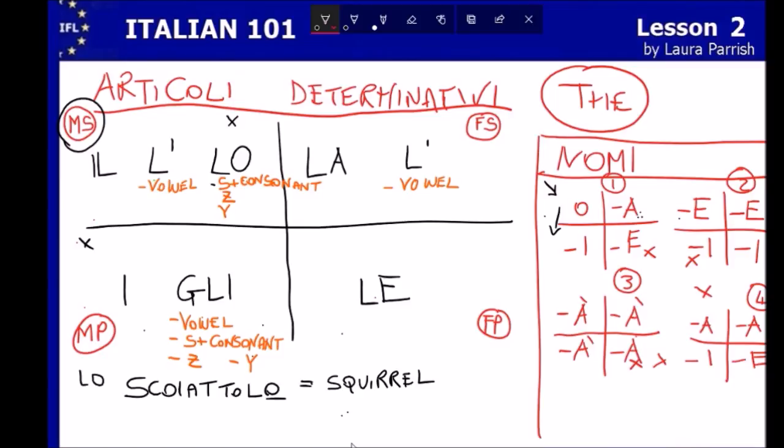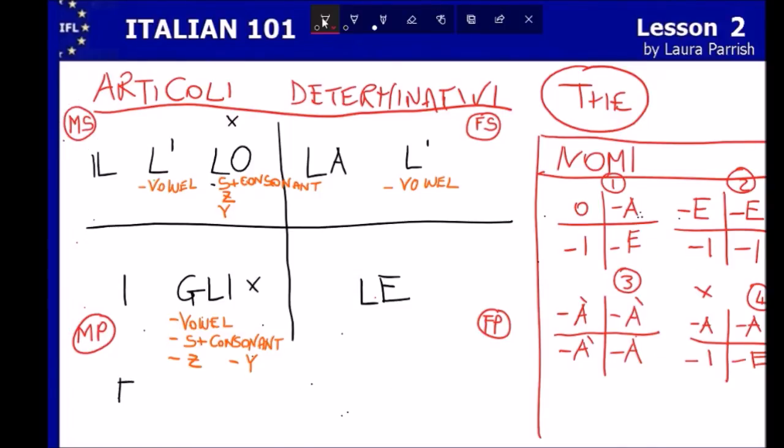So now let's make it plural. You have basically to substitute the O with the I. Scoiattoli, that means squirrels. So you know now it's masculine plural. So you go in the right corner of the masculine plural, and you start. You say, does it start with vowel? No. Does it start with S plus consonant? Yes. So the right article is gli scoiattoli.